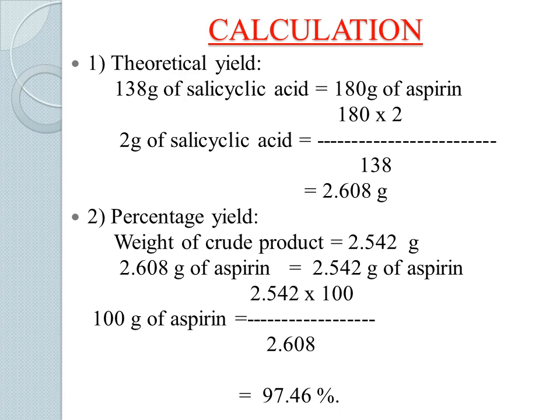2. Percentage yield. Weight of crude product is 2.542 gram. 2.608 gram of aspirin is equal to 2.542 gram of aspirin. Therefore, 100 g of aspirin is equal to 2.542 into 100 divided by 2.608. The percentage yield of aspirin is equal to 97.46.